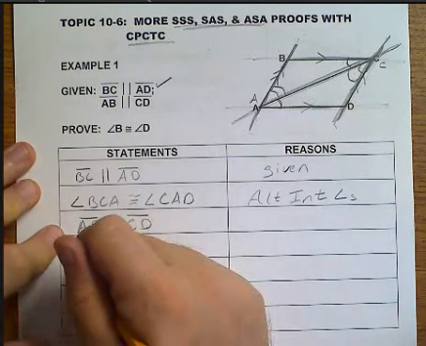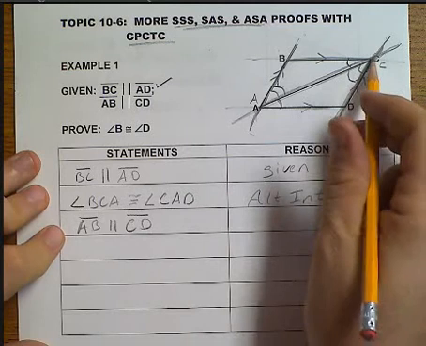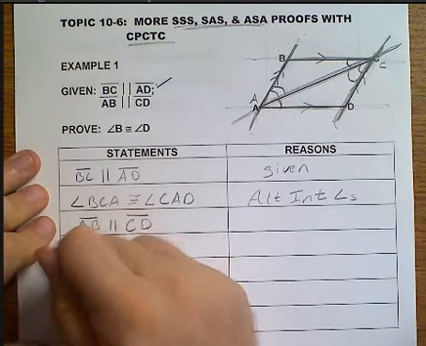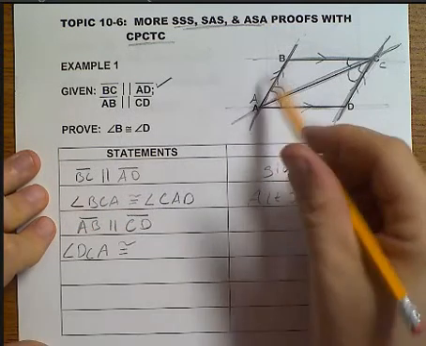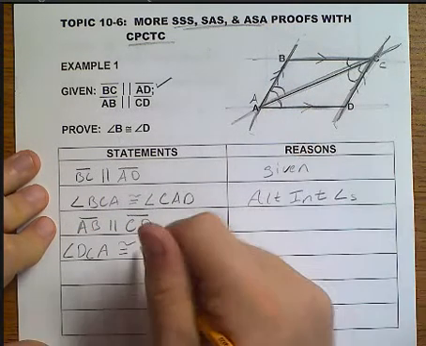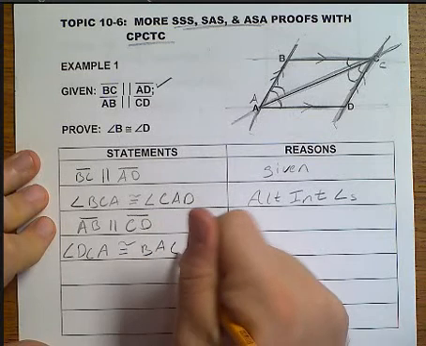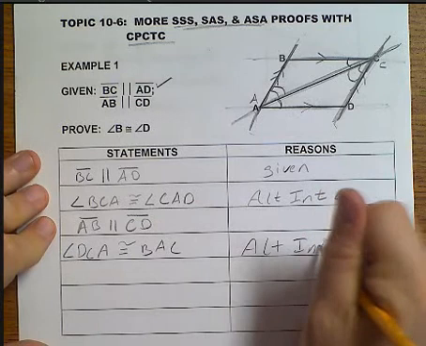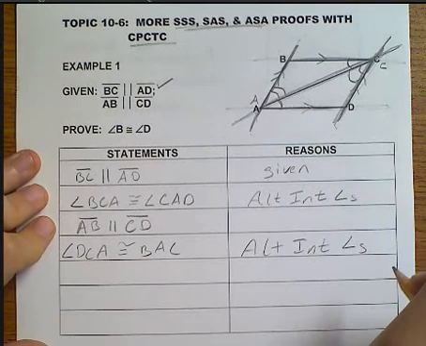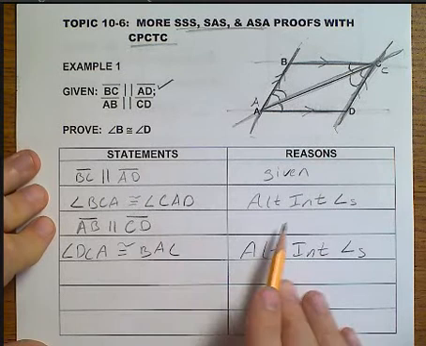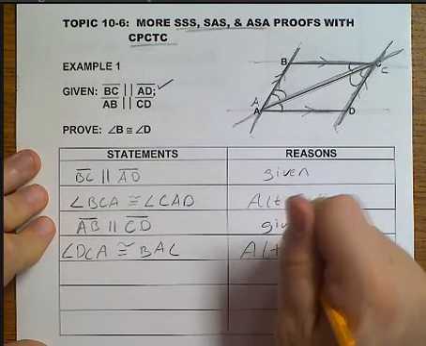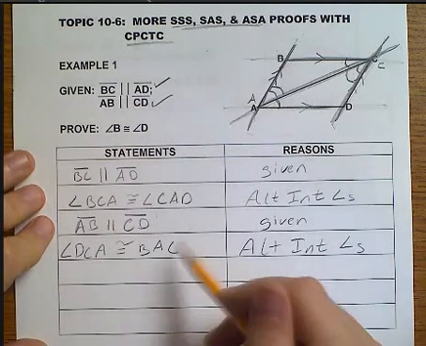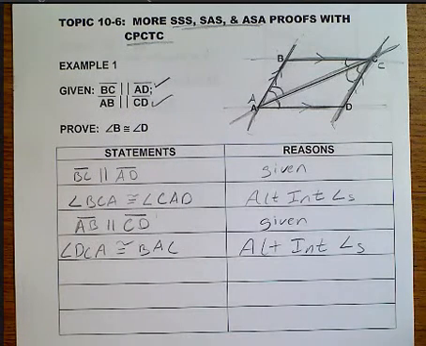So I'm saying that DCA is congruent with BAC, because of alternate interior angles. Well, hopefully you didn't skip what I did and you went ahead and wrote given here, because the statement was in fact given to us. And we have our congruency statement, so we are done with that particular given.